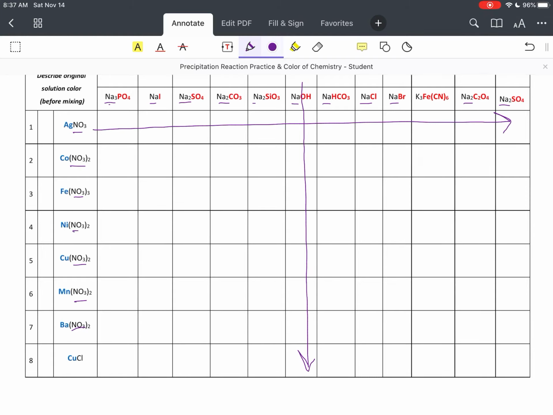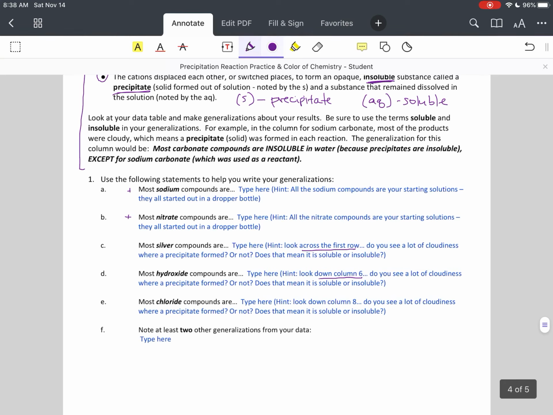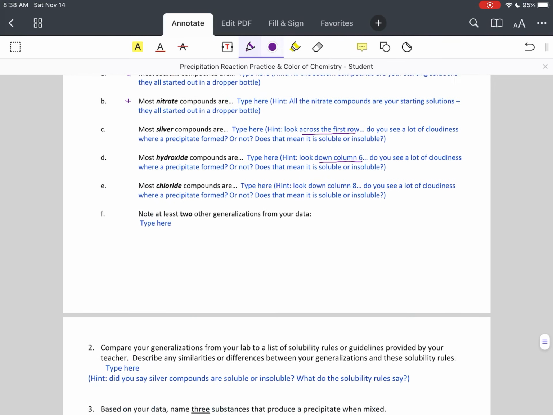So again, there's always exceptions. I'm not asking, did every single cell have the same thing? You're just looking, did you see a majority? What's the majority reaction? What does that look like? And that's the generalization statement that you're saying. So here's an example. This one says most carbonate compounds are, you would say, insoluble in water, right? Because precipitates are insoluble. And then if you do see some exceptions, which you might very well see, then you could say except for whichever that you saw, okay?